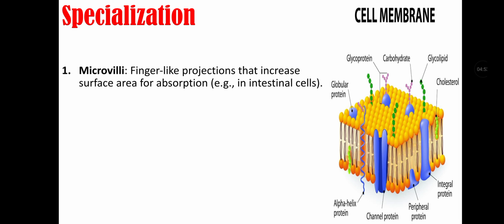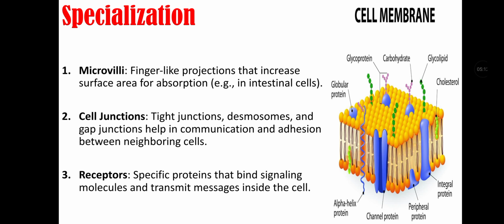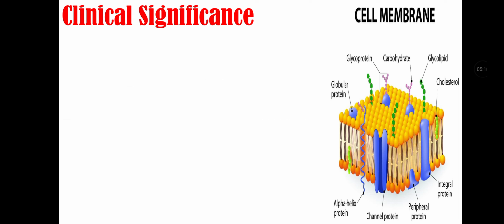Specialization of cell membrane. They may include microvilli that are finger-like projections that increase surface area for absorption, like those present in intestinal cells. They may have cell junctions that may be tight junctions, desmosomes, and gap junctions that help in communication and adhesion between neighboring cells. They may have receptors that are specific proteins that bind signaling molecules and transmit messages inside the cells.